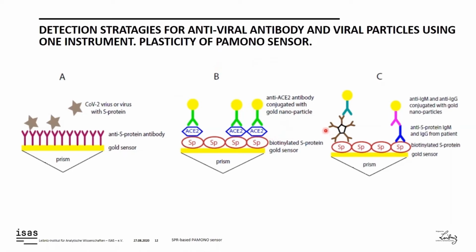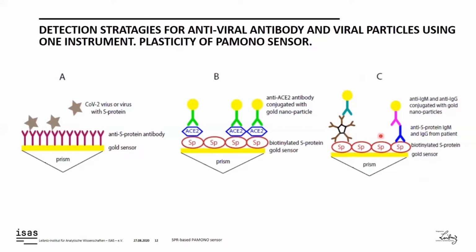If we are interested in the immune status of the patient, then scheme C, panel C, illustrates the way how to do that. Spike protein will be located on the gold sensor chip.